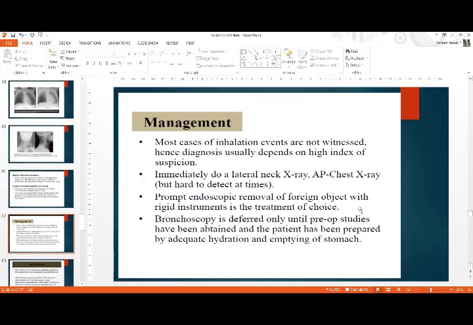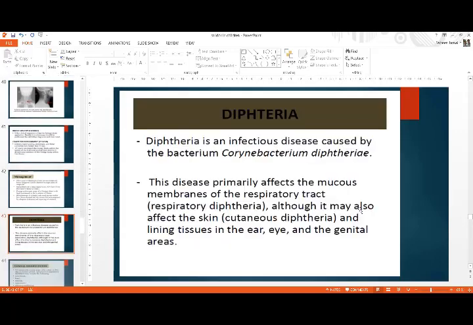How will you manage? Most cases of aspiration are not witnessed. Hence, diagnosis really depends on a high index of suspicion. We need to do a lateral X-ray of the neck, maybe a chest X-ray. Prompt endoscopic removal of the foreign body with a rigid instrument is the treatment of choice. Bronchoscopy is deferred only until pre-op studies have been obtained and the patient has been prepared by adequate hydration and empty lungs. Now, the fourth cause of stridor is diphtheria.